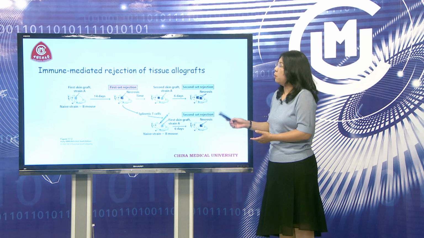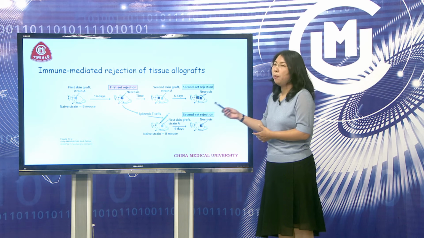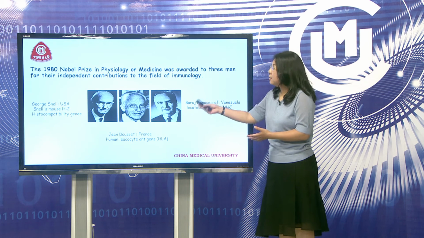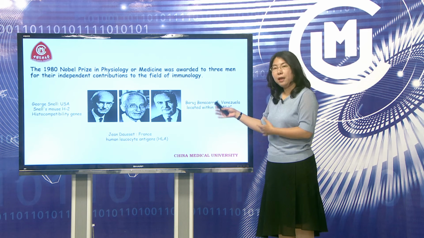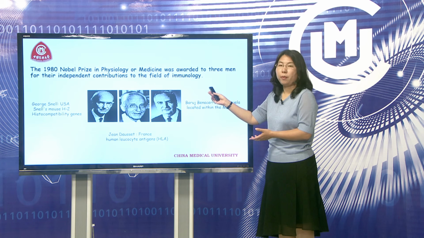So the scientists wanted to know which kind of antigen causes the mouse to have this problem. These 3 great scientists found this complex. And later, in 1980, they got the Nobel Prize.